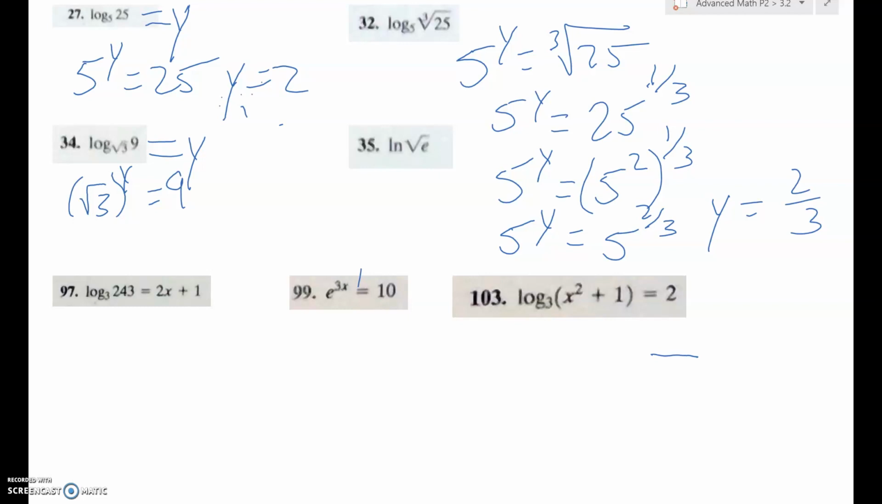As you can see, 9 is 3 squared. All right, and so this would be 3 squared. And then over here, this would be 3 to the 1/2 to the y. And when you have a power to a power, they're going to be multiplied.